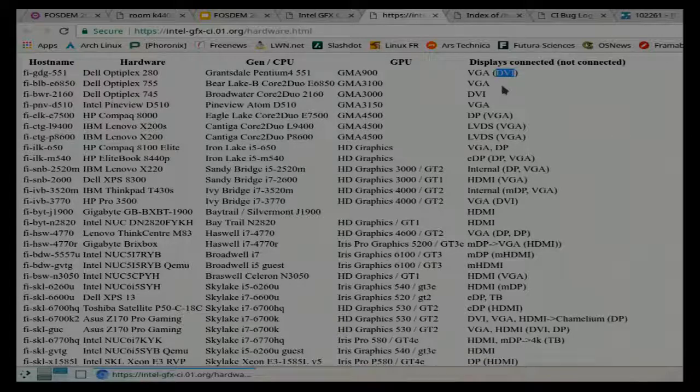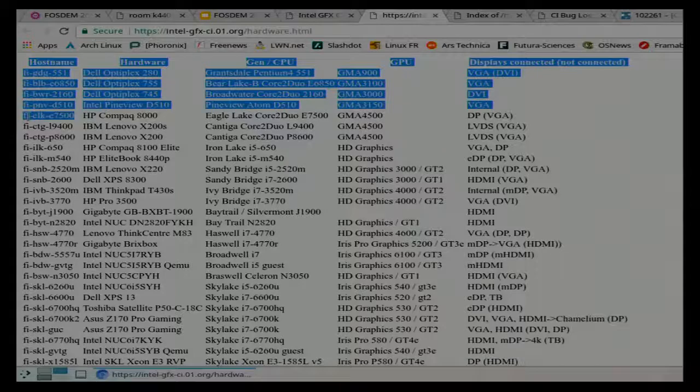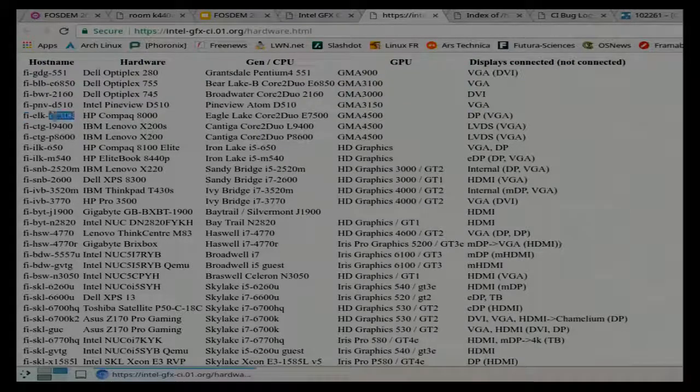For instance, this ELK machine here has been very problematic with DisplayPort. On DisplayPort, the machine just dies when executing a certain test. But in HDMI, it's fine. Who would have thought? That's the sort of thing that is very important to know.